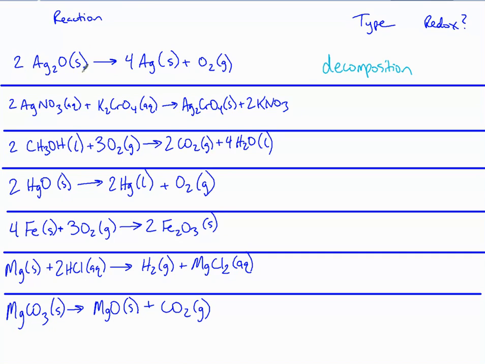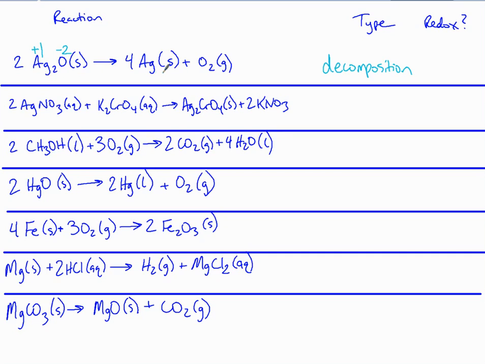So starting with silver oxide. I know that oxygen is pretty much always -2 in its oxidation state. In order for this to be a neutral compound, there would need to be a total of +2 over here. There are two silvers, and that means each one of them has an oxidation state of +1.